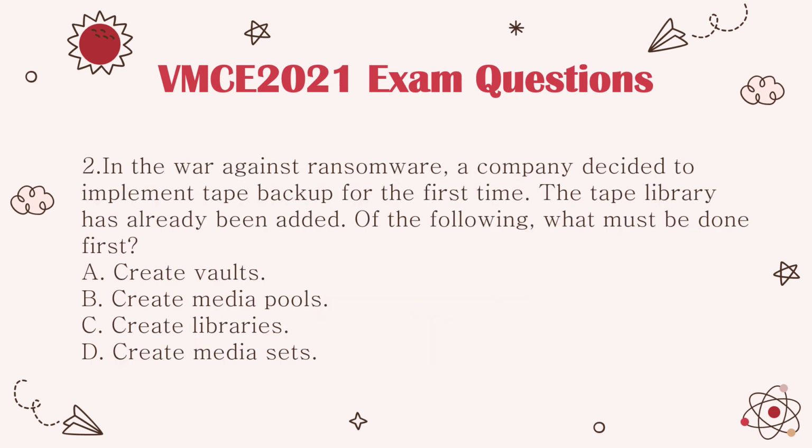2. In the war against ransomware, a company decided to implement tape backup for the first time. The tape library has already been added. Of the following, what must be done first? A. Create vaults. B. Create media pools. C. Create libraries. D. Create media sets.